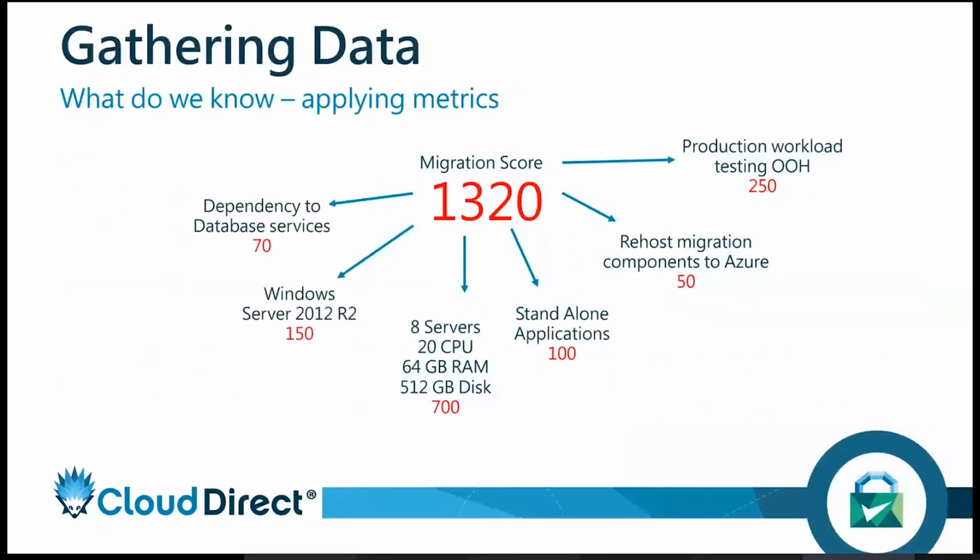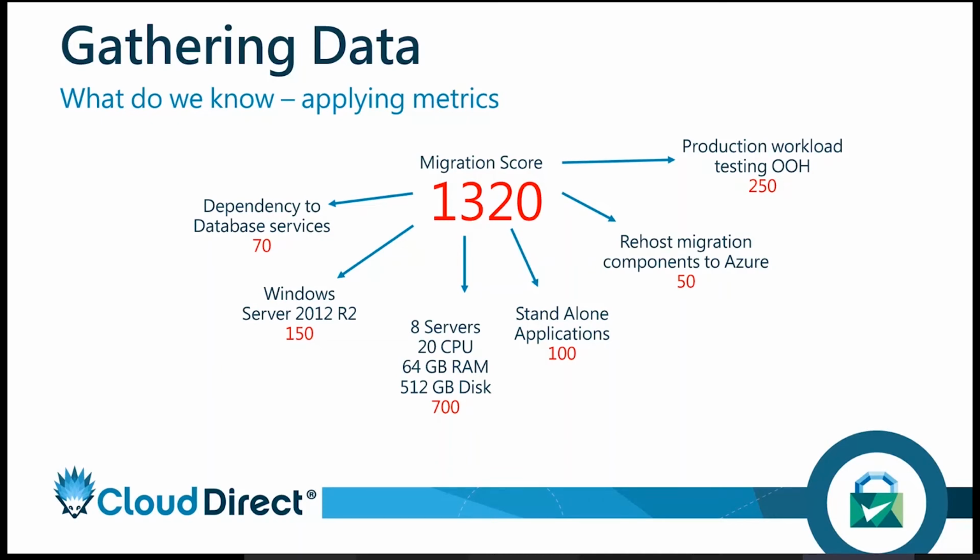So what we do at Cloud Direct is we start applying metrics again, because everything's about metrics today, to what we know. The central migration score is really about confidence in that migration and risk of that migration happening successfully. So we can weight that. We can say, well, I know there's a dependency to a database server, so I'm going to add 70. If there's not one there, we won't add a score.